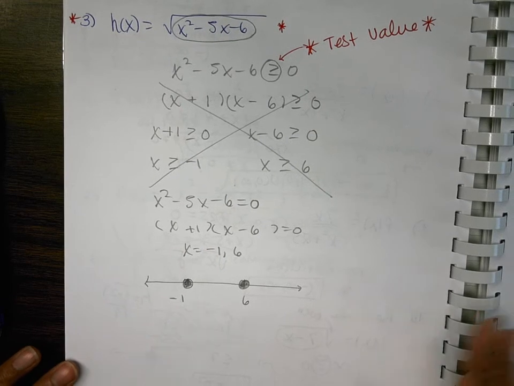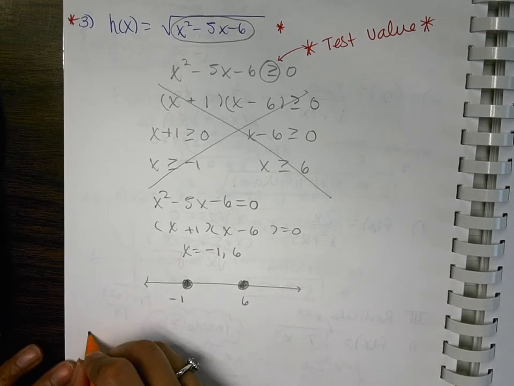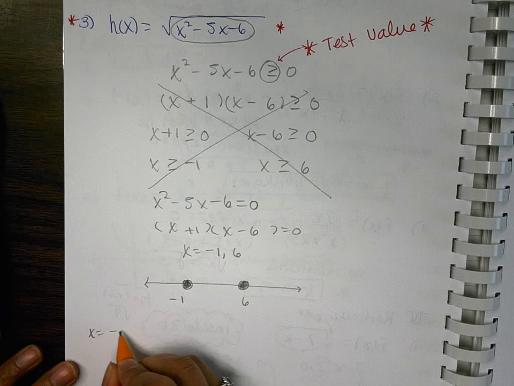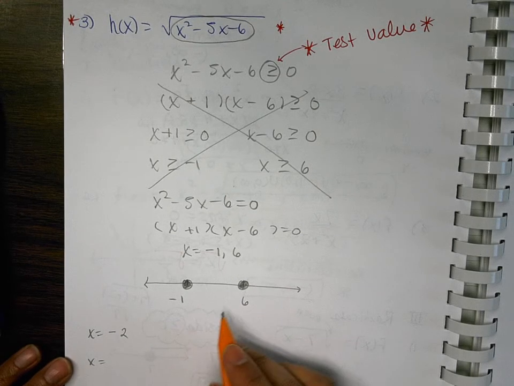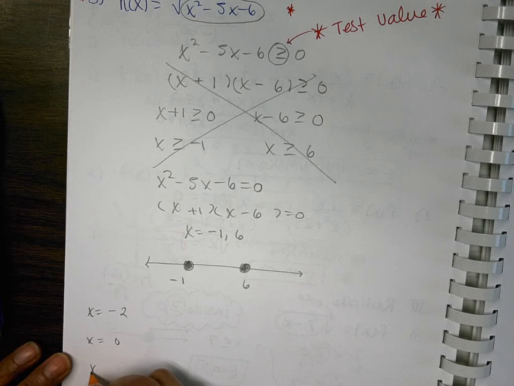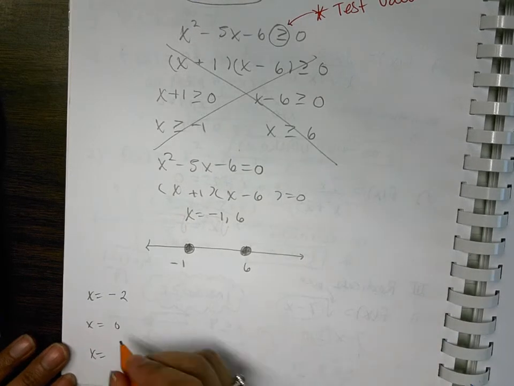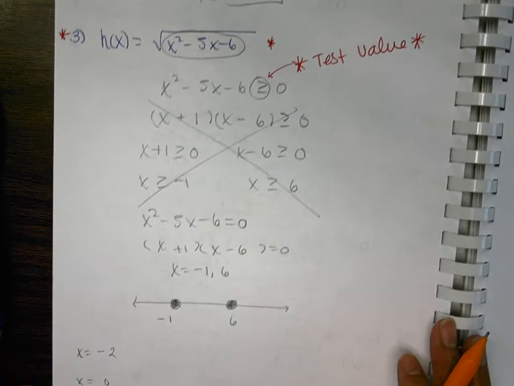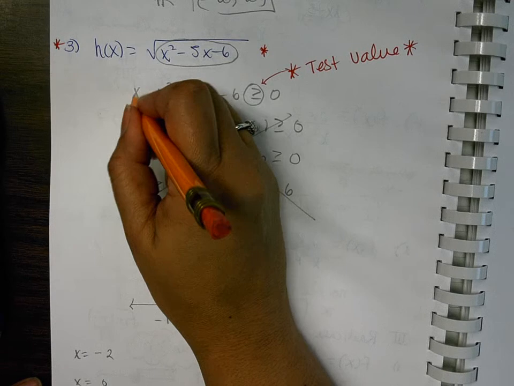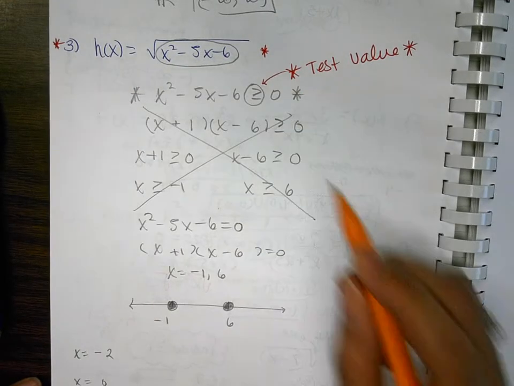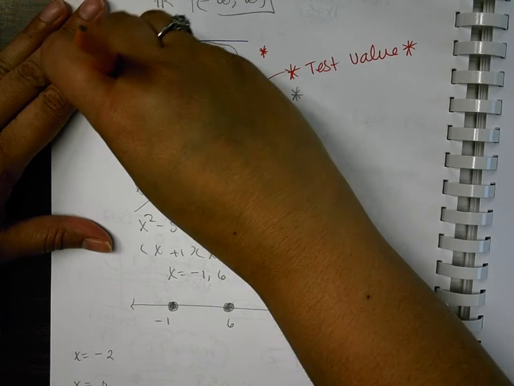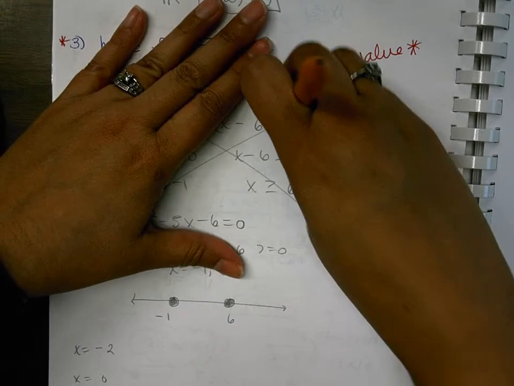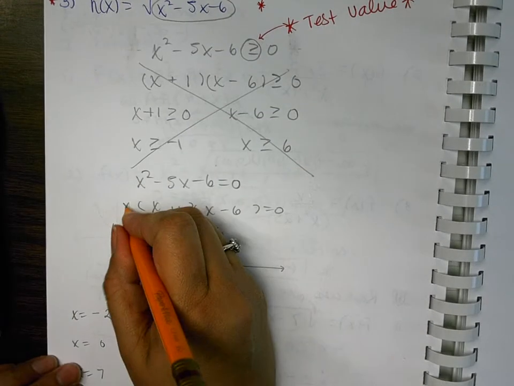We pick a number in each section. So give me a number to the left of -1, -2. Give me a number somewhere in between -1 and 6. 0. I like using 0 when I can. Give me a number to the right of 6. 7. I plug it into the factored form. That's right here for me. I plug it in where I got it equal to 0 and factored. And I lied, that's not it for me. Where is my factored form? Right here. I plug it in right here, the factored form.